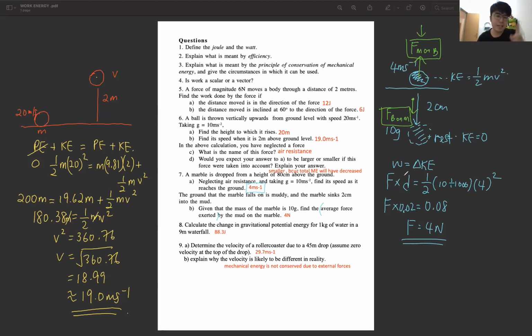In some cases, you will get a negative F, like F equals to -4. That simply means that the force is acting upward, this force here. Okay, so that is for question 7b.